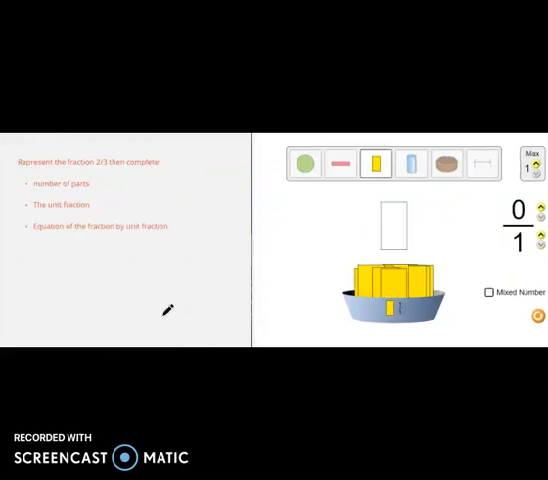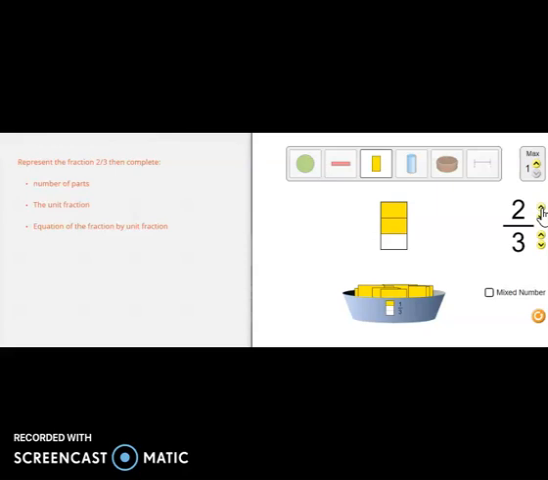Okay, let's take an example in a new way. Represent the fraction 2 over 3, then complete. First, represent 2 over 3 in the shape. We have a rectangle that asks me to represent 2 over 3. What do I do? Compose this shape into 3 parts, 1, 2 and 3, then shade 2 of them. That means I represented the fraction. Done.